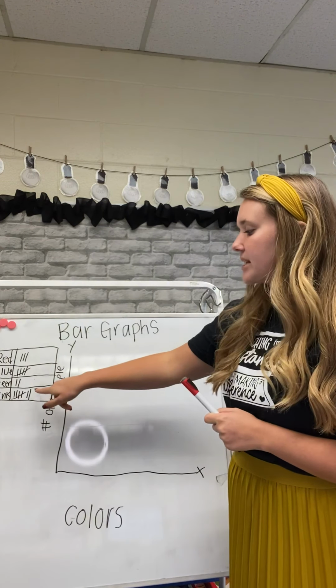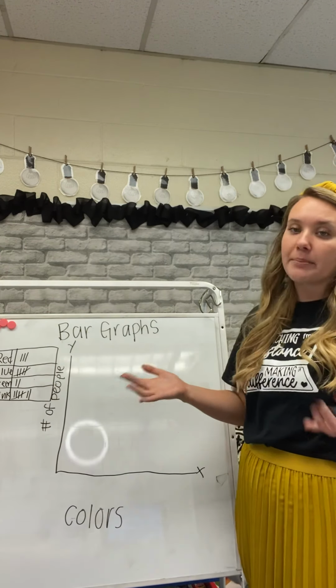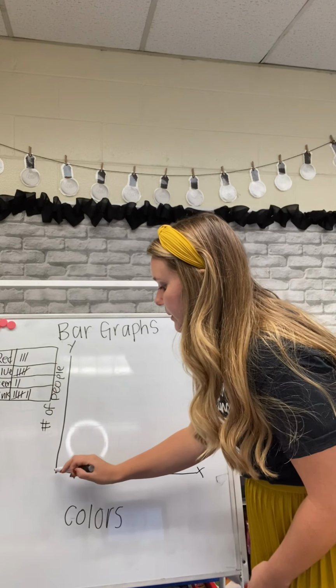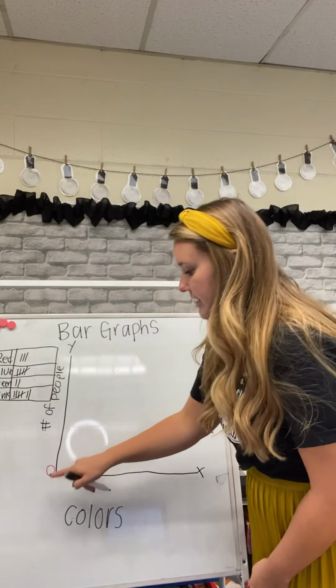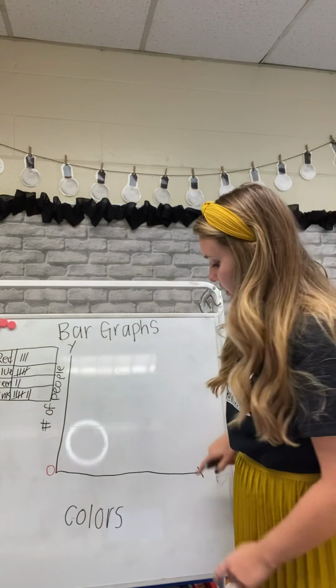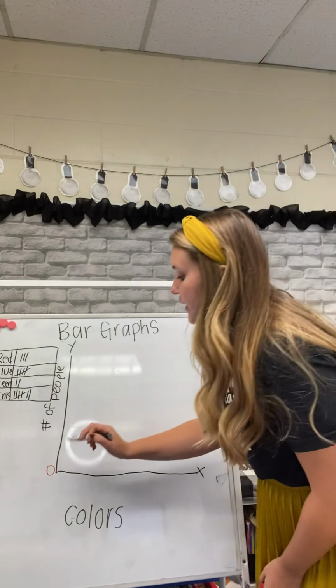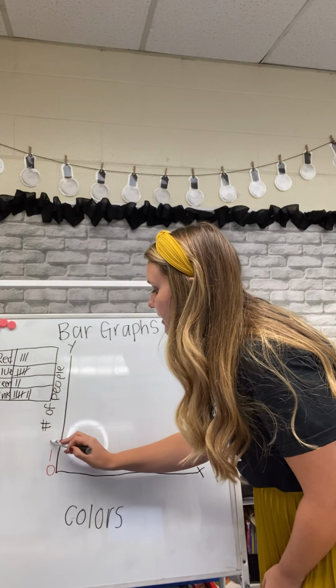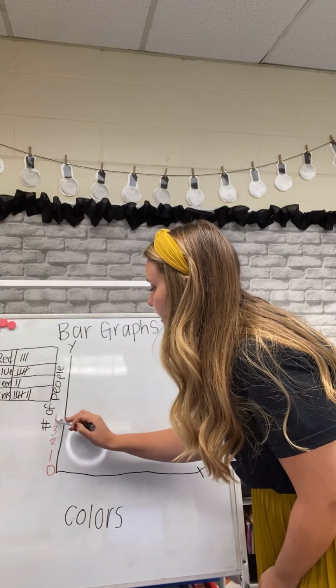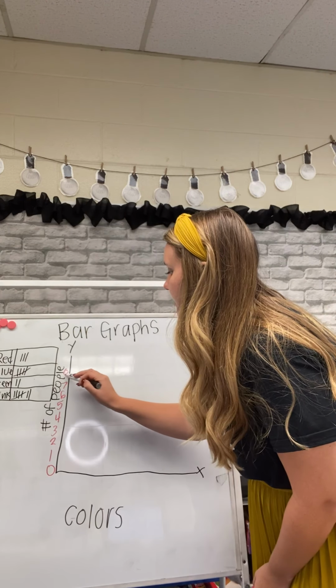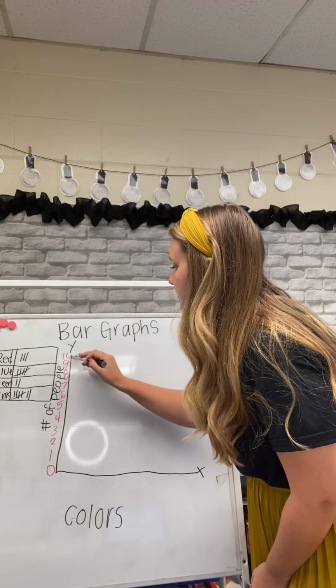If the highest number was 17 or 18, we might count by 2s. But today we're going to practice using intervals just of 1s. And we always start here at 0. Okay, so where the y-axis and the x-axis meet, we always start at 0. So now I'm going to count up 1, 2, 3, 4, 5, 6, 7, 8, 9, 10.